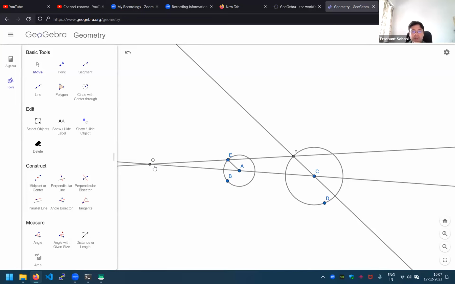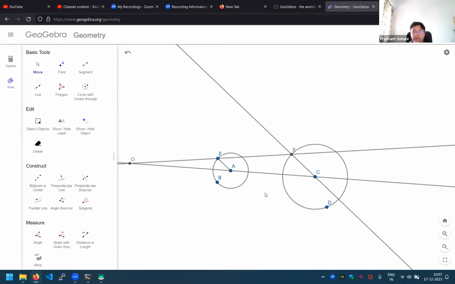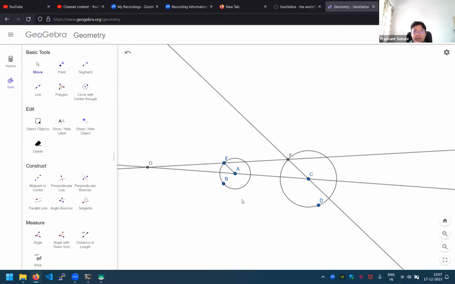But the important thing is now O can be the center of homothety to convert the first circle into the second circle. Okay. So this was the external center of homothety. What about the internal center? To obtain that, I just have to take the diametrically opposite point.